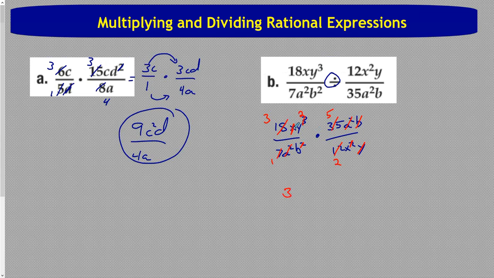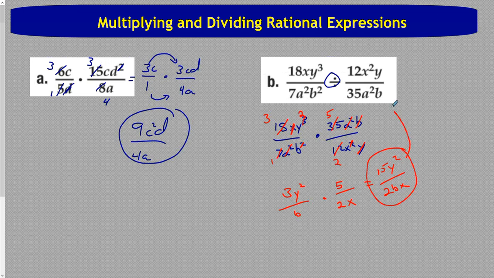So what's left? 3. The x was gone. I've got y squared over 1b, right? The b squared is gone, but there's still a b. Notice I was careful to only cross out the exponent and not the entire variable. That's how I kept track of that. Times 5. A squared is gone, b is gone, over 2x. So when I multiply straight across, 3 times 5 is 15 y squared all over 2bx. The variables should go in alphabetical order.